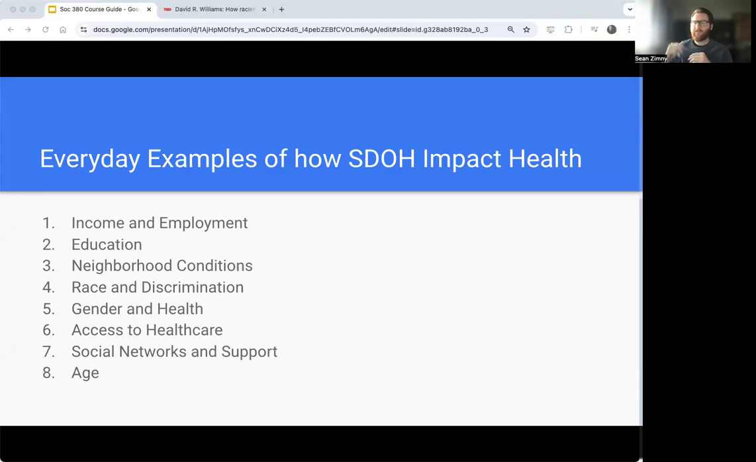One, income and employment. For example, a low-income worker may skip necessary medical appointments because they can't afford the copays or take time off work without losing key wages. Someone with stable employment and health insurance has better access to preventative care and medications. And on the education front, a person with limited health literacy might struggle to understand a prescription label, leading to improper medication use. A college graduate is more likely to have a job with health benefits and the knowledge to navigate the healthcare system than someone without a college degree. That's just statistically speaking.